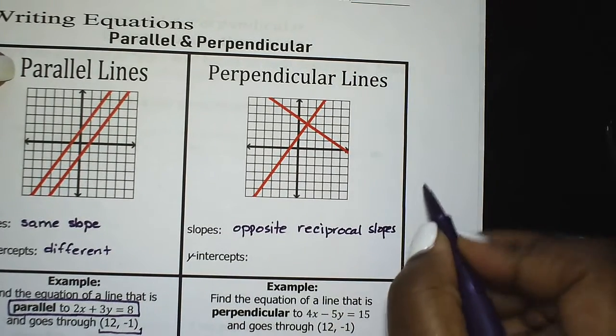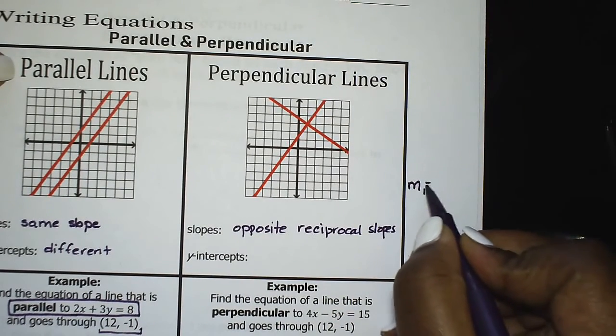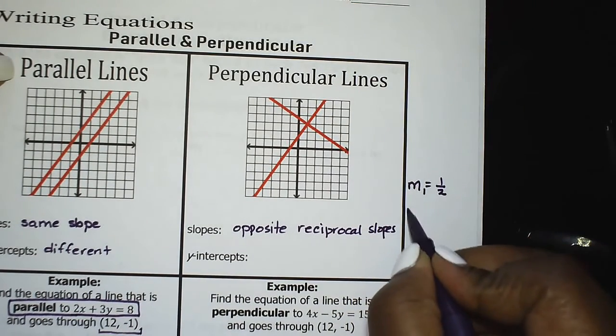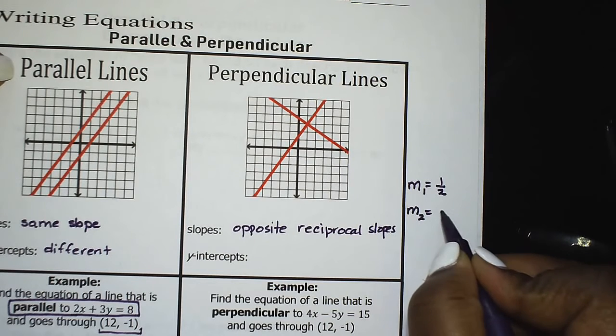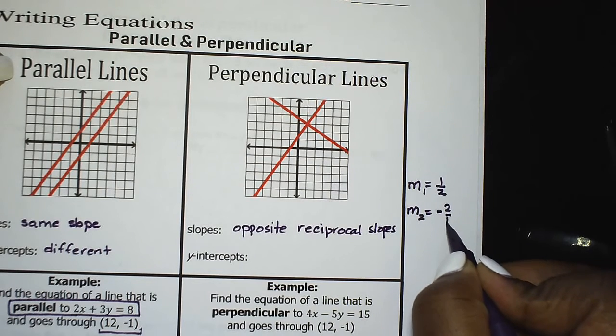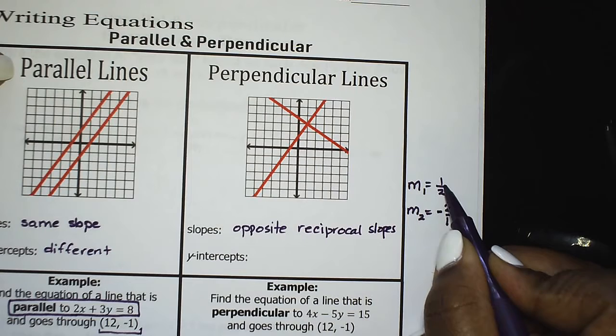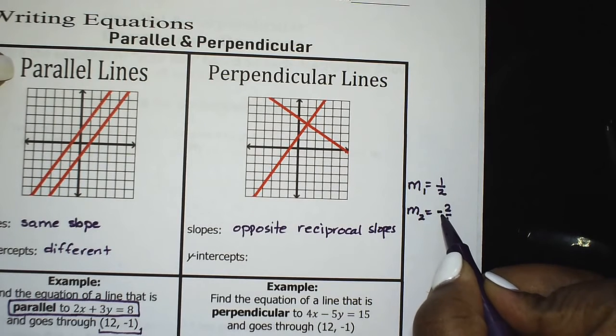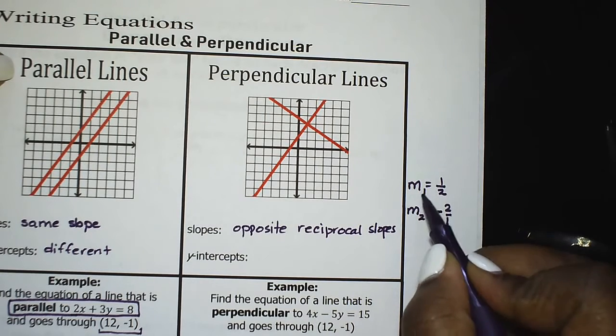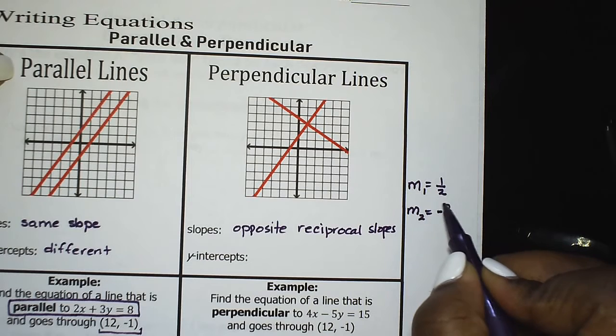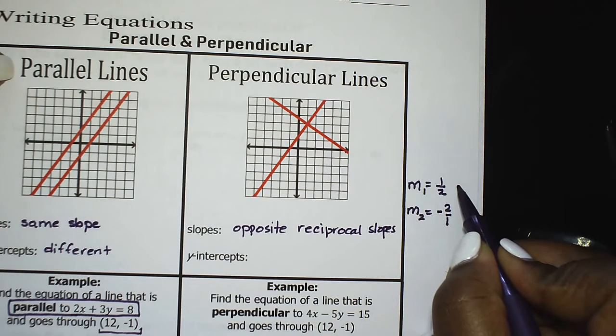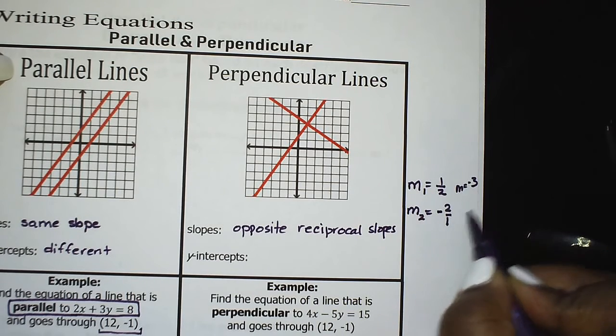What does that mean? So if one slope is equal to 1/2, the opposite reciprocal slope will be -2/1. So you take the inverse of this and you put a negative on it. If the original slope is equal to -3, then the opposite reciprocal slope would be 1/3.